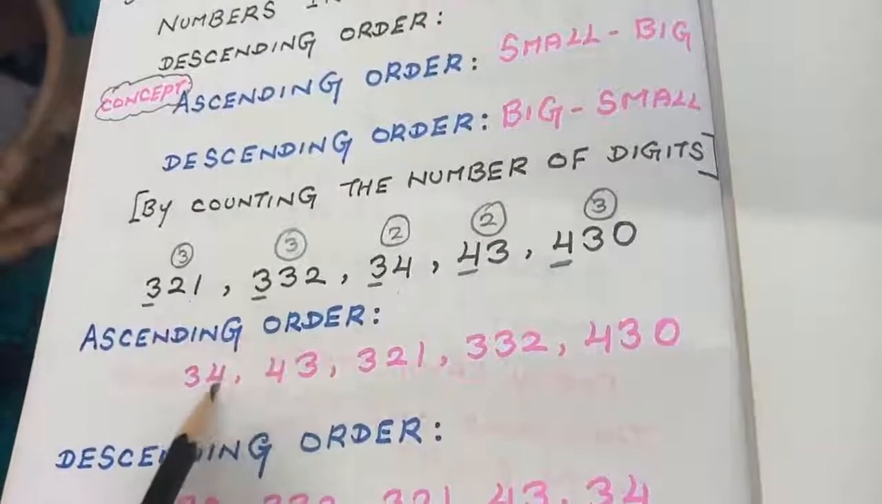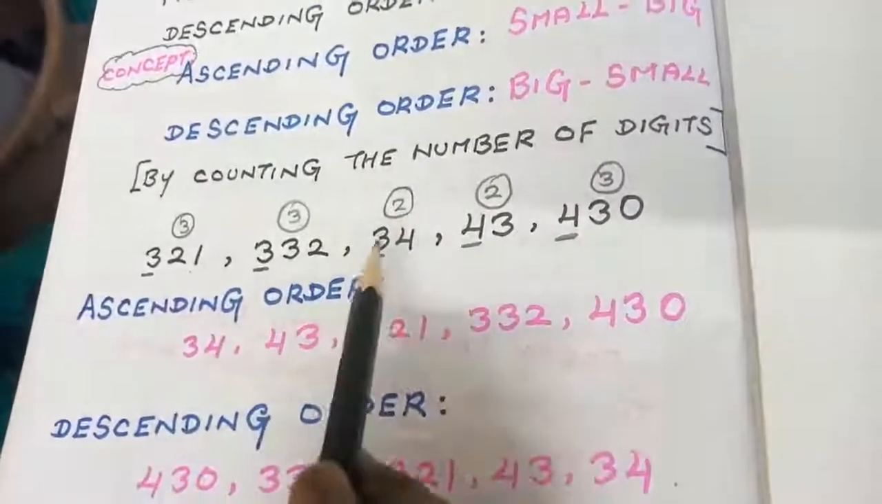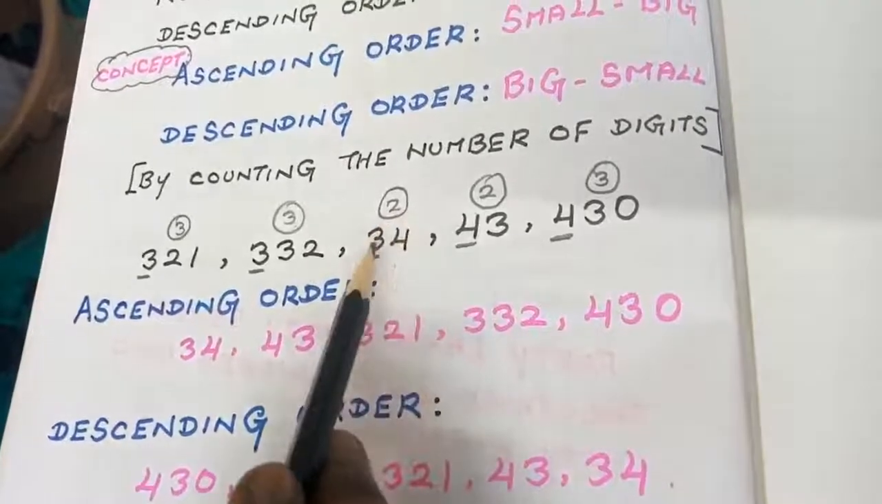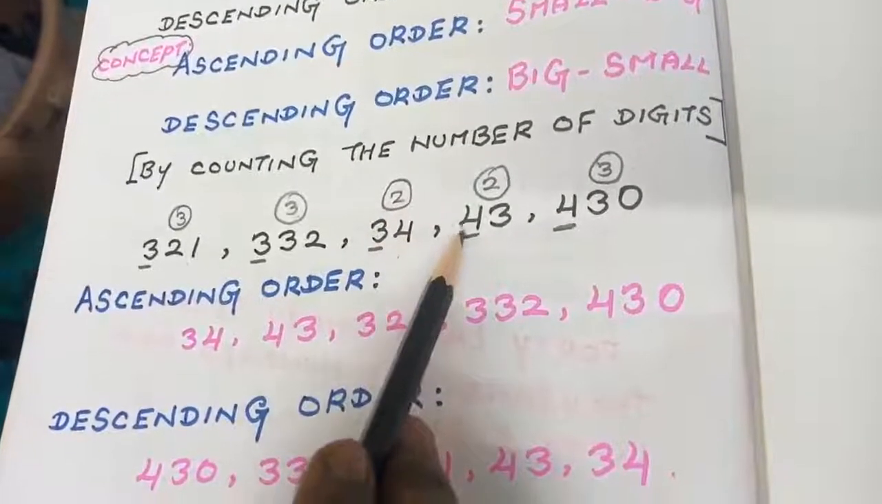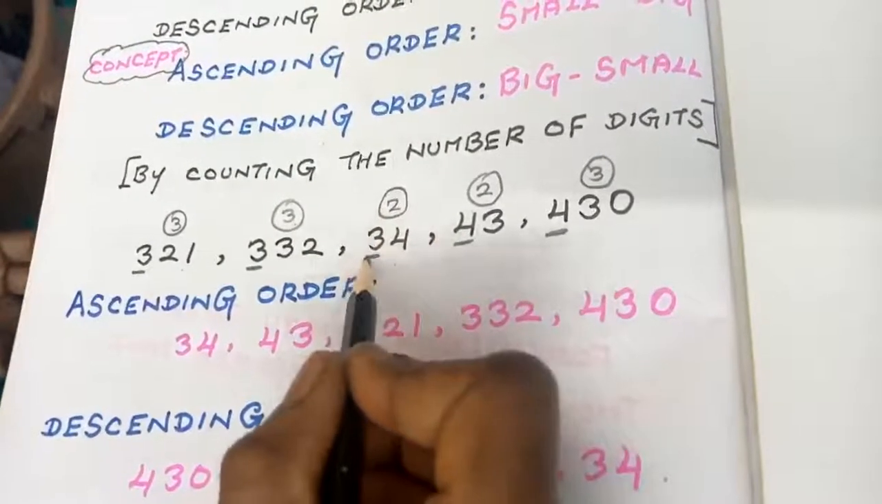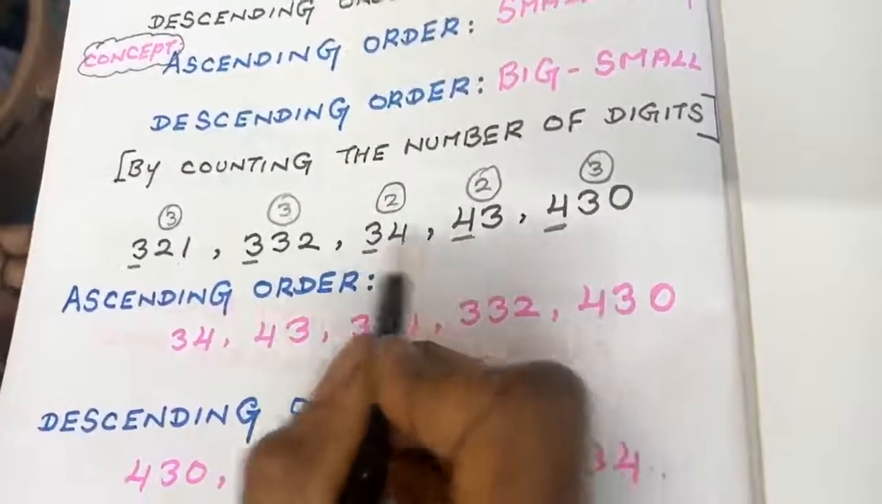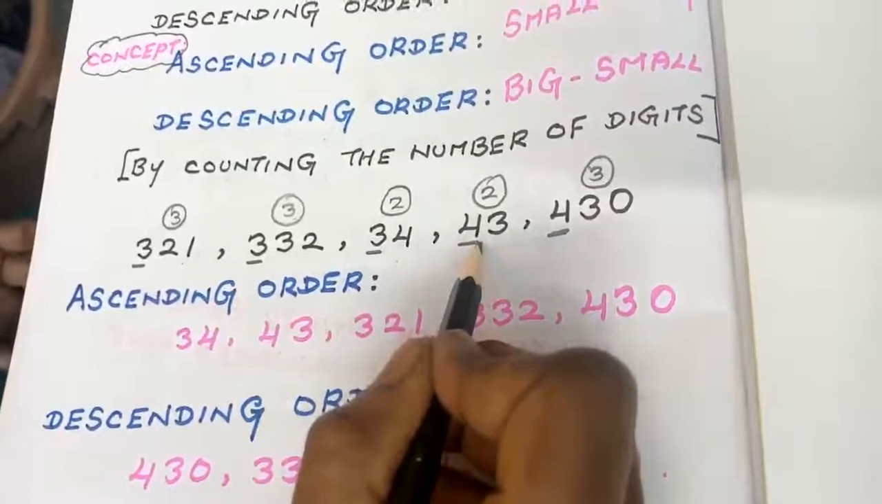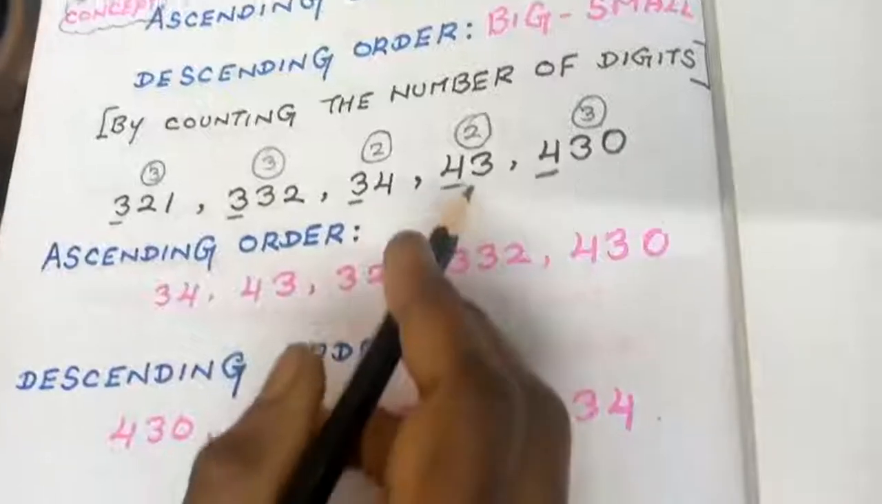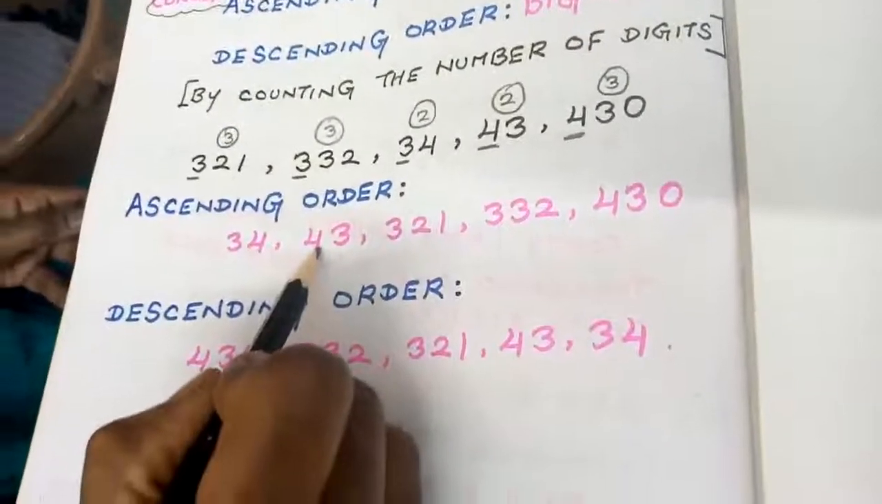First I am going to write it in ascending order. Ascending means small to big. If you see, I am having two digit numbers, that is 34 and 43. Again, you are going to check the first digit; I have just underlined 3 and 4. Which one is the smallest one? 3. So 34 will be the first number and 43 is going to be the second number.